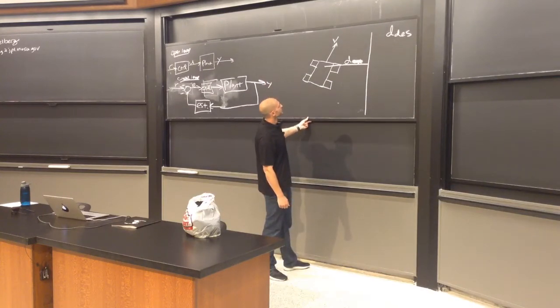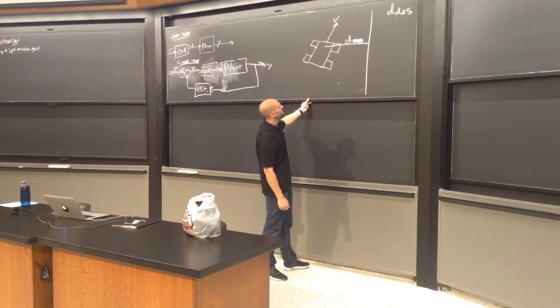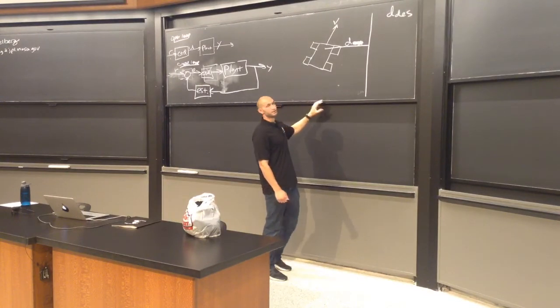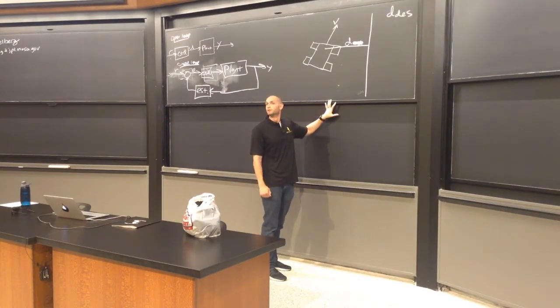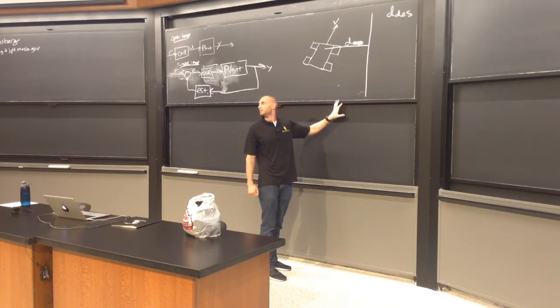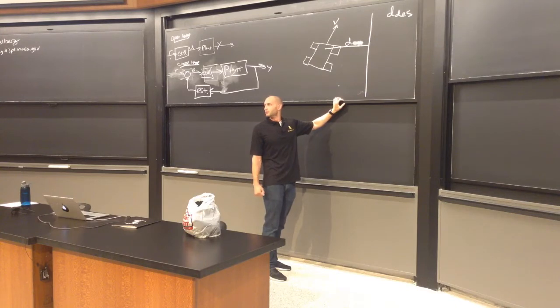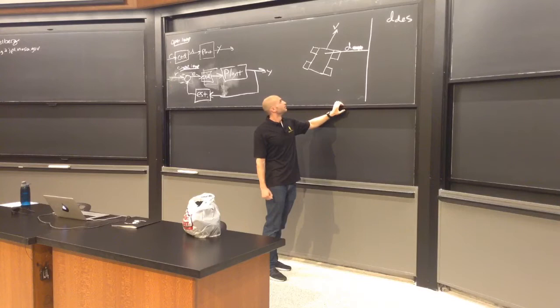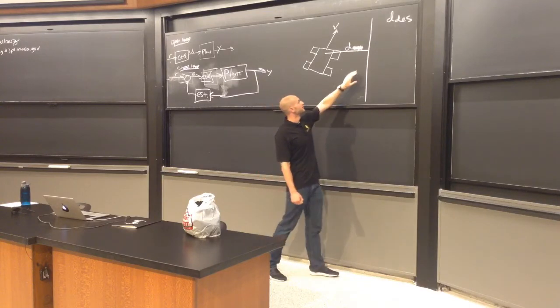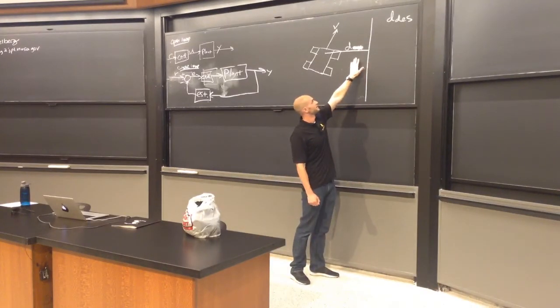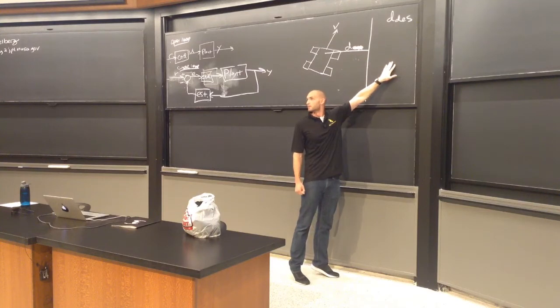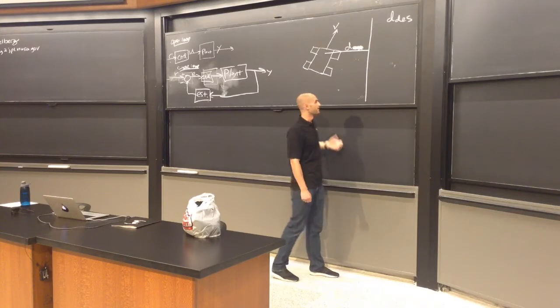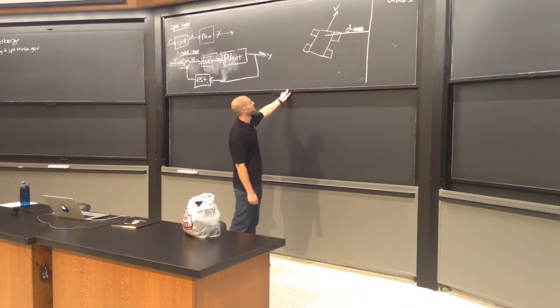Okay, so the control objective is simple. What is the control objective here? While driving along the wall, right? So we want D estimate to equal D desired. That's the whole goal. Okay, so let's talk about that.